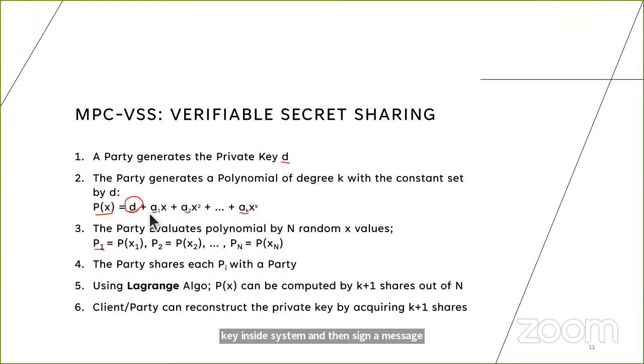So the procedure is that we generate the key, generate the polynomial, extract k endpoints from the polynomial and share them across the MPC network, and then the client should get the k plus 1 points from the MPC network and compute the private key, sign the message by private key, and that's it. So this is the process. This is how MPC VSS works.